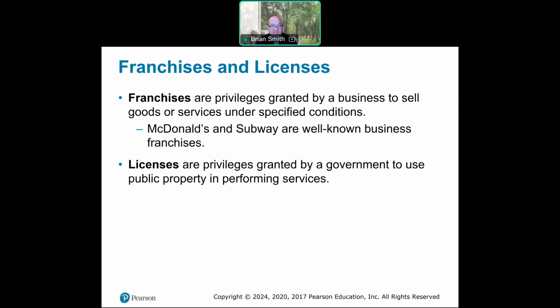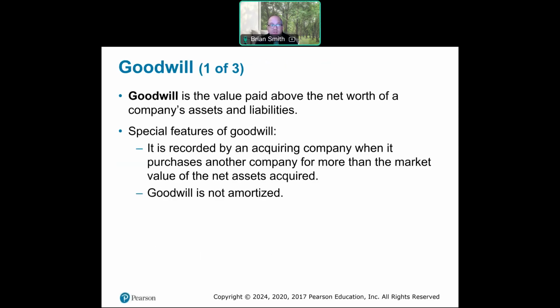Okay. Franchises, licenses. Oh yeah, here's goodwill. It's the value paid above the net worth of the company's assets and liabilities. Basically, it's when you overpay for the equity of the company. Goodwill's not amortized; like I said, it's tested for impairment.